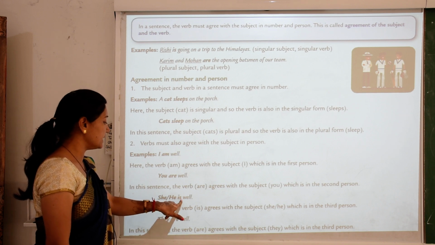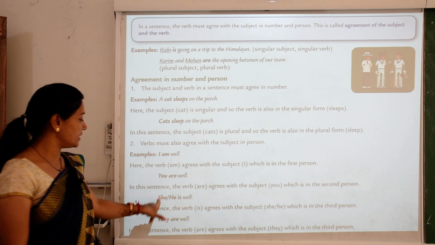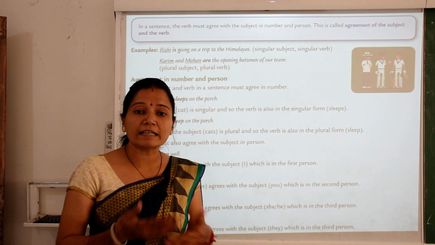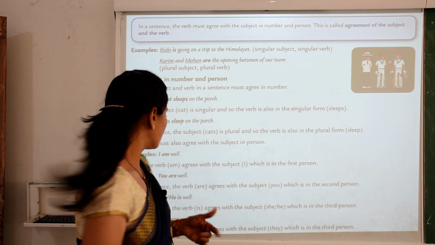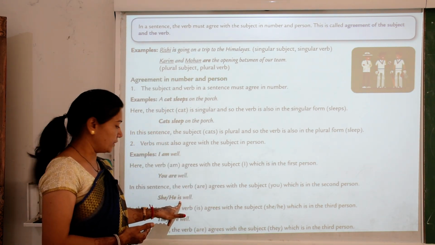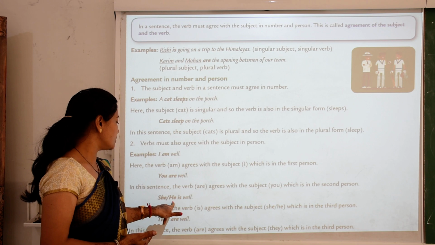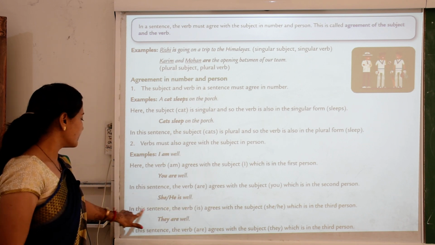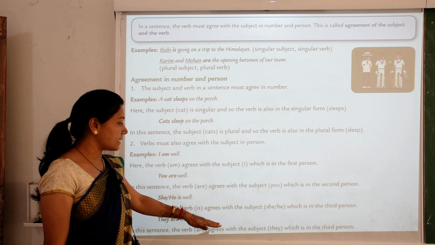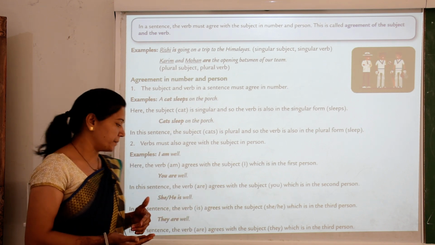And she, he is well. Okay, so she or he. Okay, so that is our third person form. So with that we are using the singular verb is. So he, she is well. So in this sentence the verb is agrees with the subject, which is in the third person.